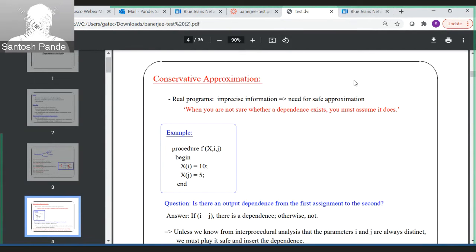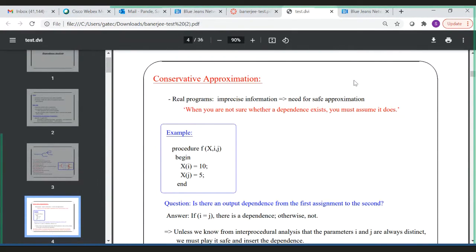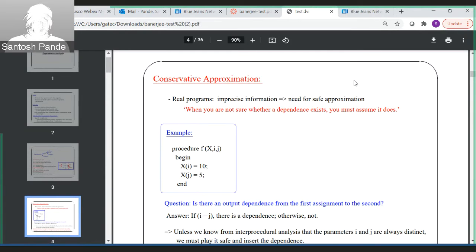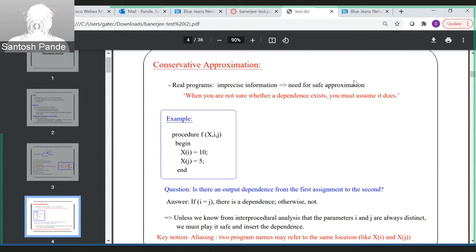Suppose a simple example here. We have a procedure which takes x and i, j, and we have a reference x of i is such and such, x of j is such and such. The question is, of course, is there an output dependence here between the two, x of i and x of j? Now that really depends on the values of i and j. If i is equal to j, then there is a dependence, otherwise it's not. And so the question is, what do we know about i and j, and what kind of information can we use here?